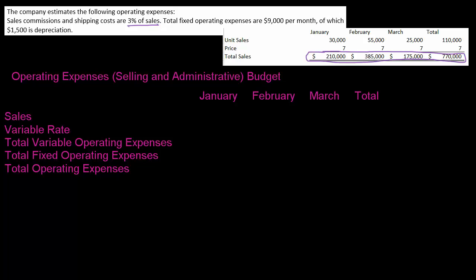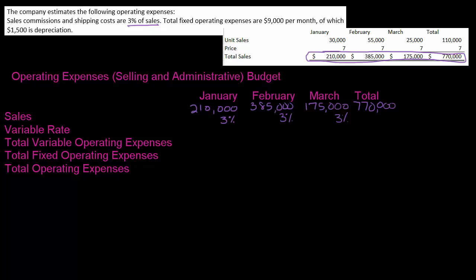So I'm going to start with my sales in dollars. 210,000 for January, 385,000 for February, 175,000 for March, and my total for the quarter was 770,000. Oh, and I forgot a zero there. Perfect. Okay. Now my variable rate is going to be 3%. So I'm actually going to write that in with the percent sign, so that way when I go to do the math, I'll remember that it's 3%.